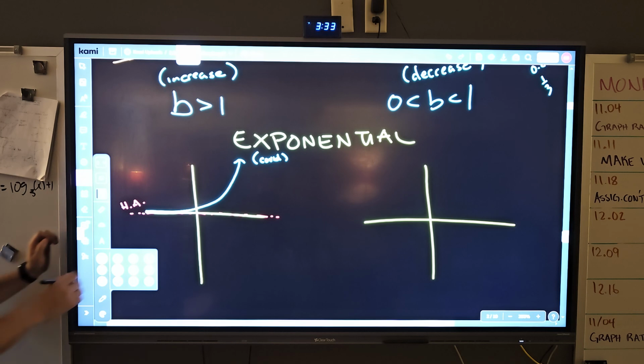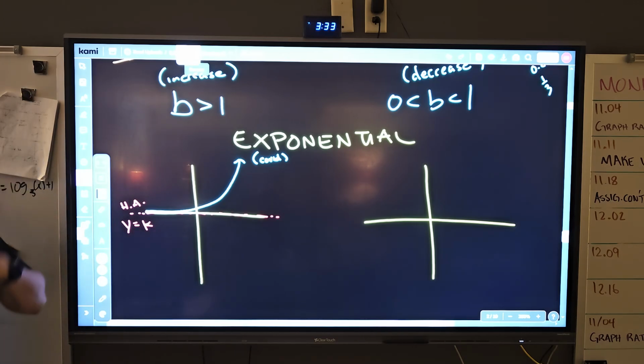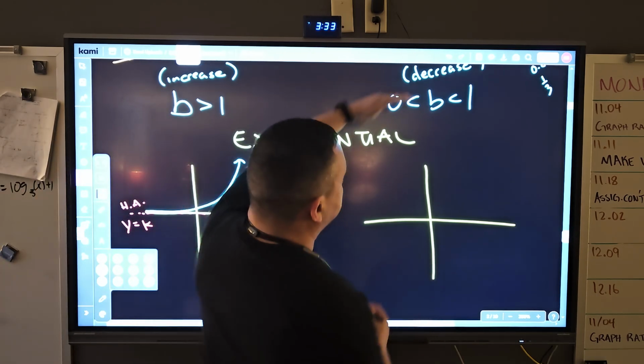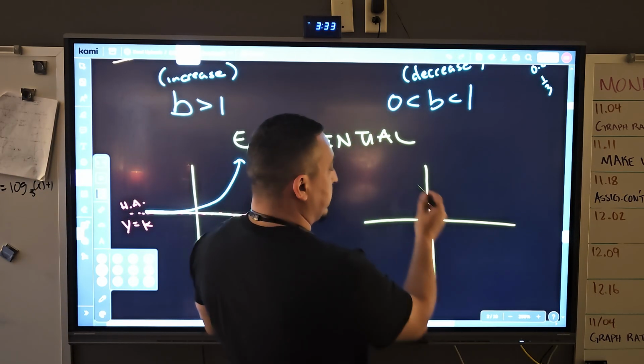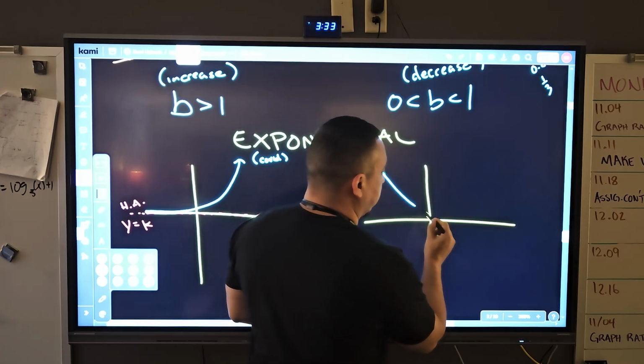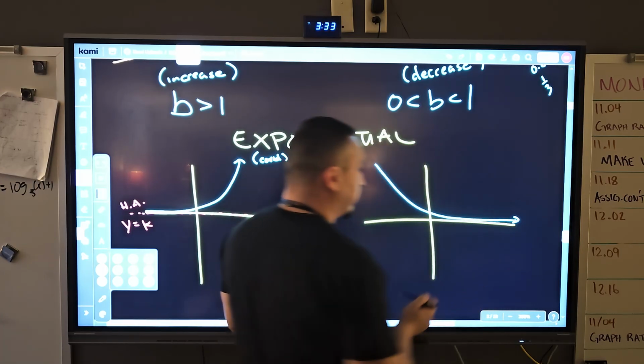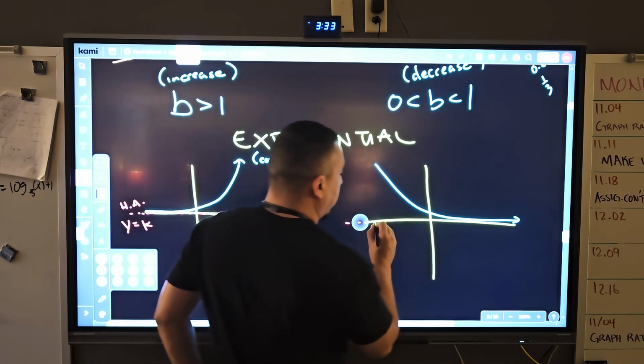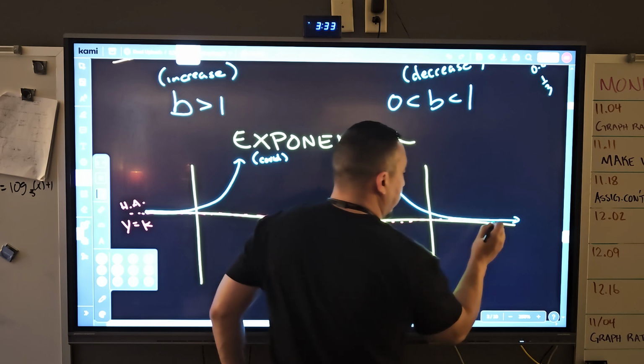What is HA? It's y equals, remember what's the letter that it equals? It's a K. It's a K value. Whatever the K is, the up, down, right? Okay, and then decrease or decay is the opposite. You start with millions and billions and then you go down. It's the opposite of COVID, right? And so, again, you have your HA.